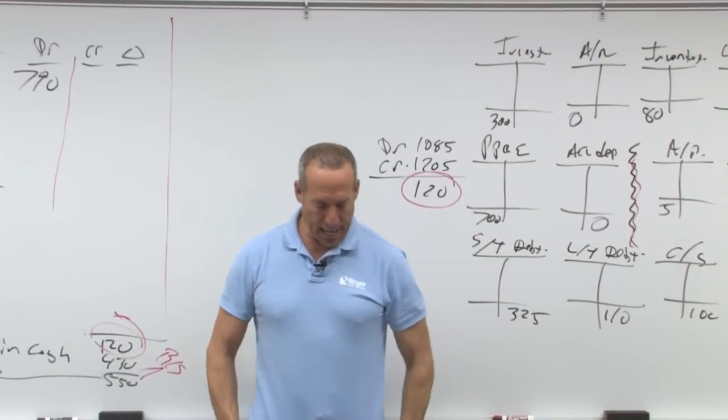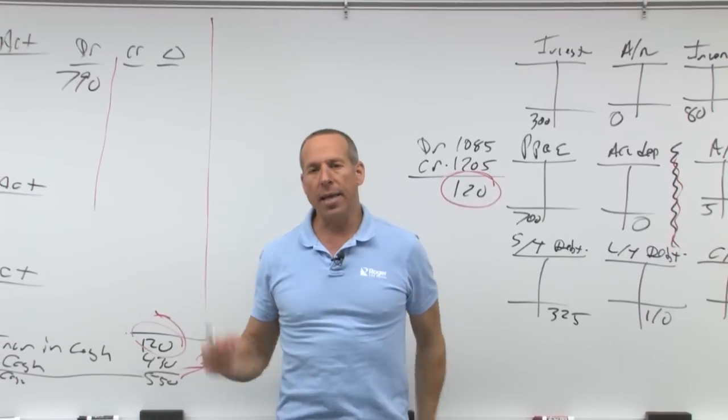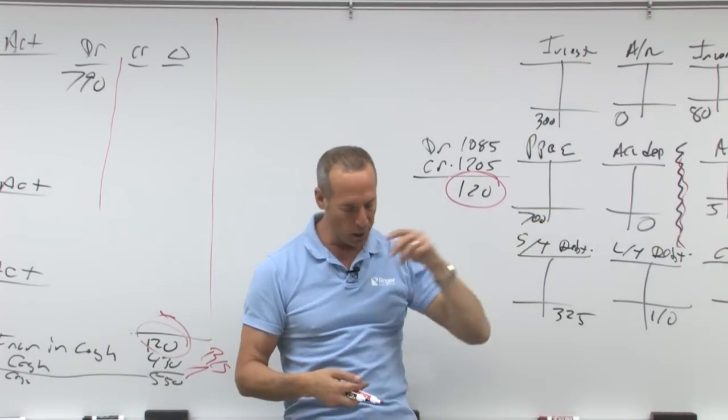All right, first bullet, net income was $790. We just did that, right? Debit cash, boom, credit retained earnings over there.